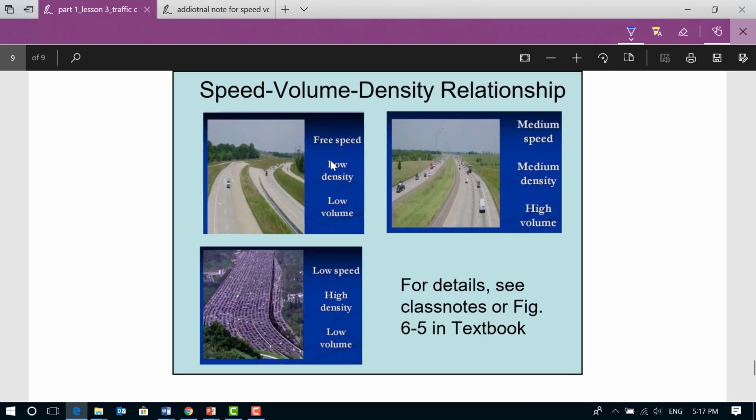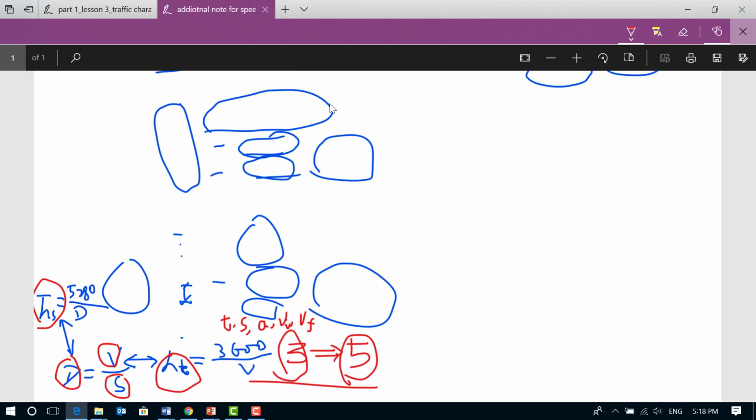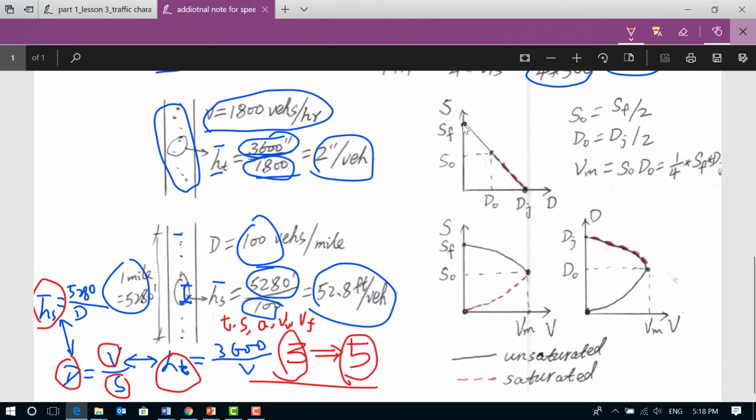Again, this slide clearly demonstrates our relationship between speed, volume, and density. Let's focus on the relationship between speed and density. When the speed is relatively high, the density is relatively low. Let's assume the density is as low as 0. So we have this point. This relatively high speed we usually call free flow speed.